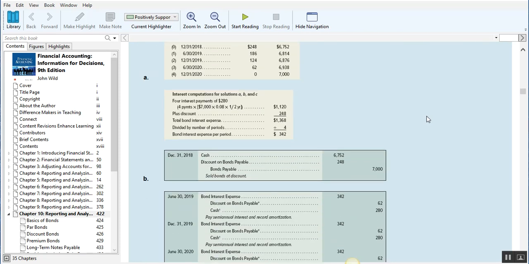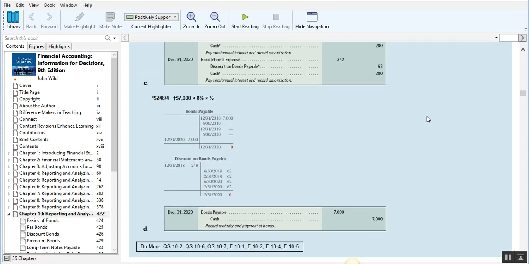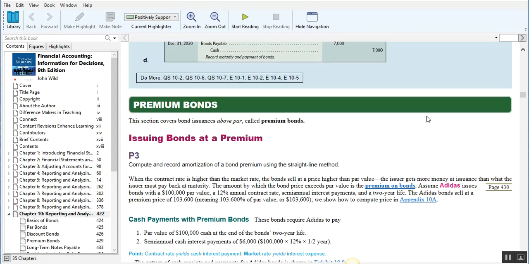Okay, so we want to go through this example. I don't want to do the example right now, but we'll work through that in class.